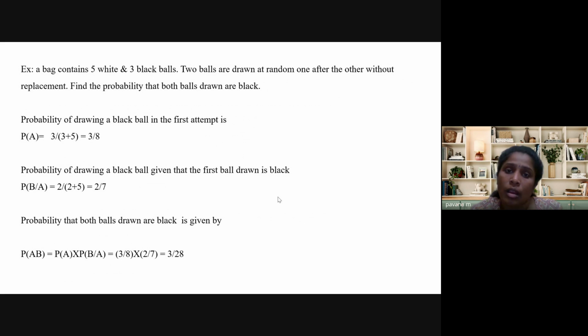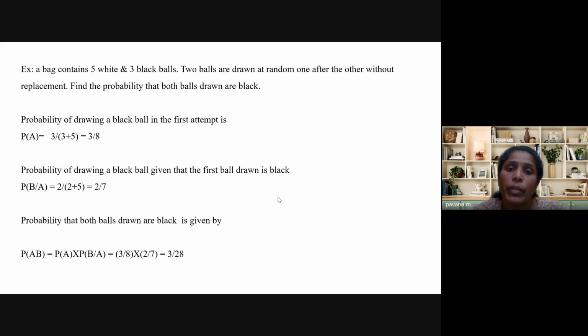A means first attempt. What is the probability of drawing the black ball at the first attempt? That is P of A. Now, after taking the first attempt as a black ball, what is the probability of taking the black ball in the second attempt also? The probability of drawing a black ball, given that the first ball drawn is also black.